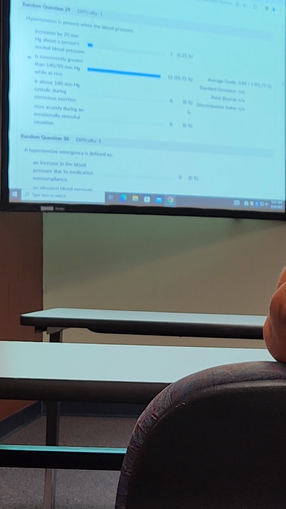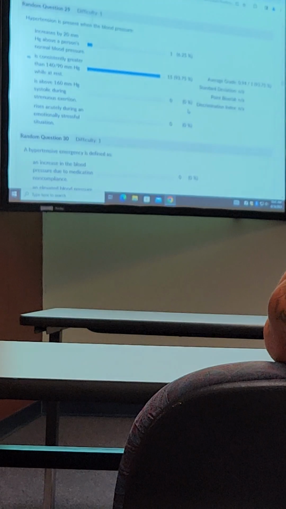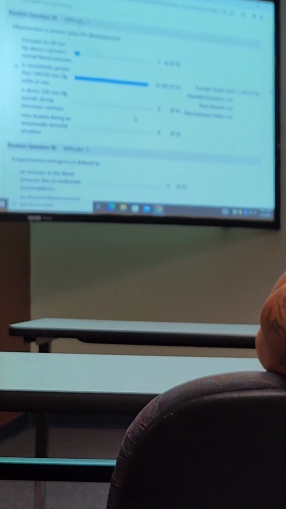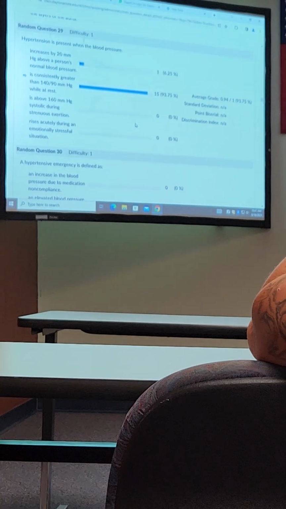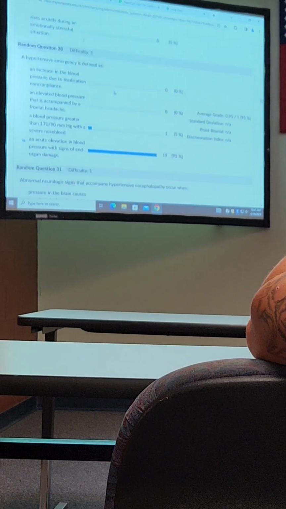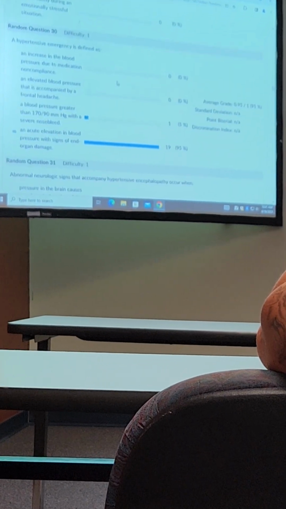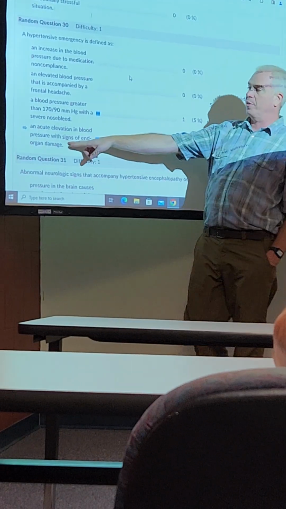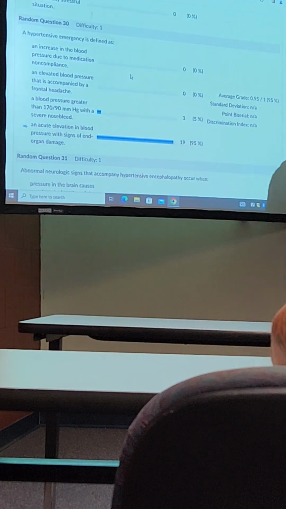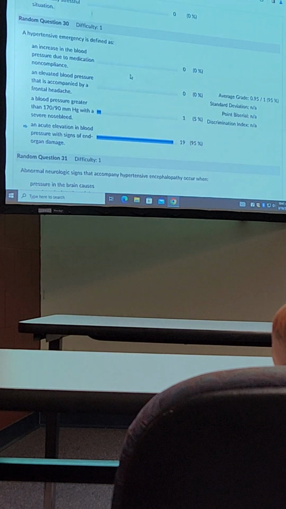Hypertension is defined as a blood pressure of 140 over 90 or greater. Hypertensive emergency is 180 over 120. Okay, hypertensive emergency, 180 over 120, but there's also got to be signs of end organ damage. And it's causing problems to the organs.